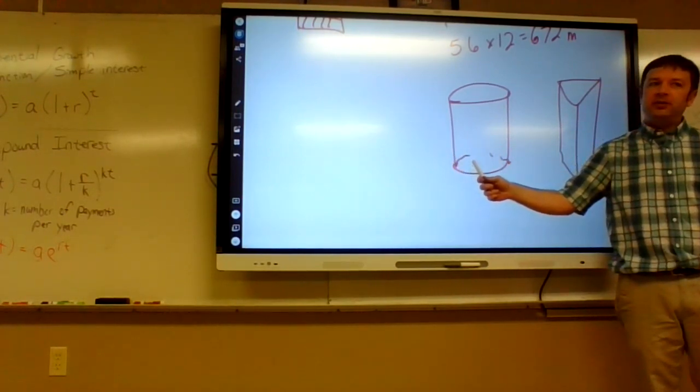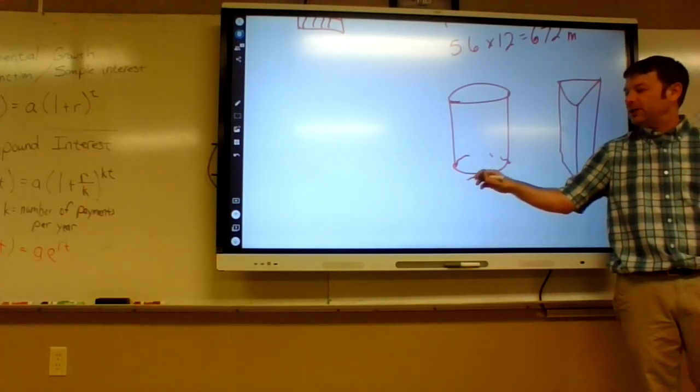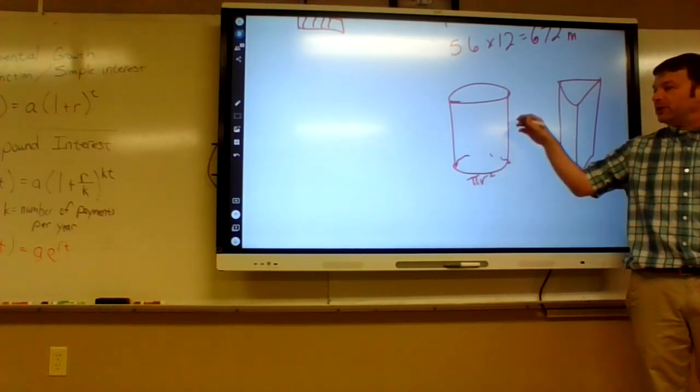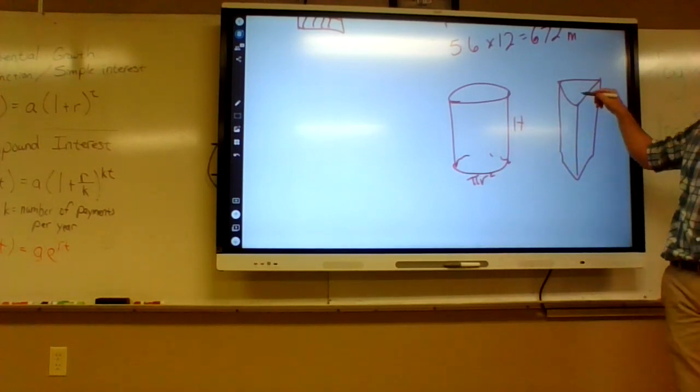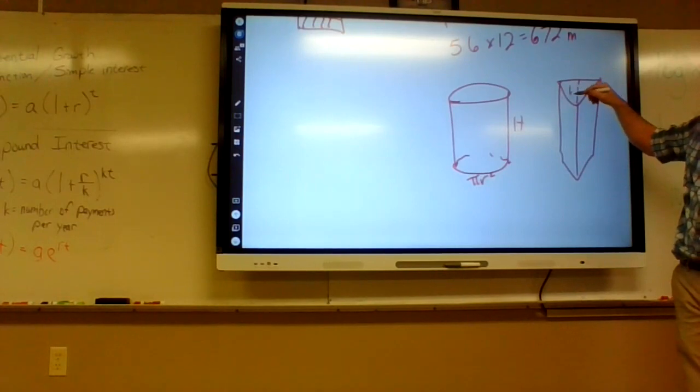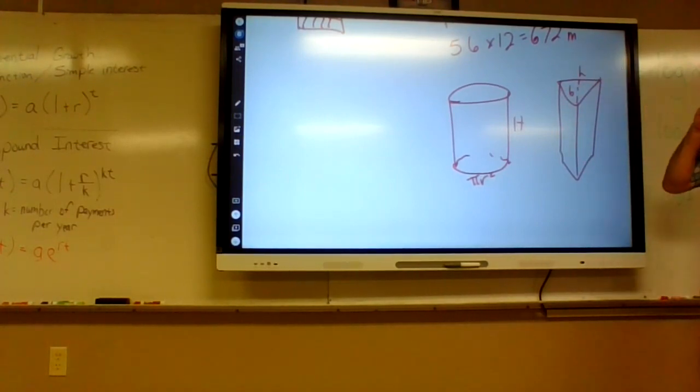No. Area of the circle. How do you do area of a circle? Pi r squared, right? And then whatever that is times the height. Or if it's a triangle, you do little base times little height divided by 2, right, for triangles. And then whatever that is times the height.